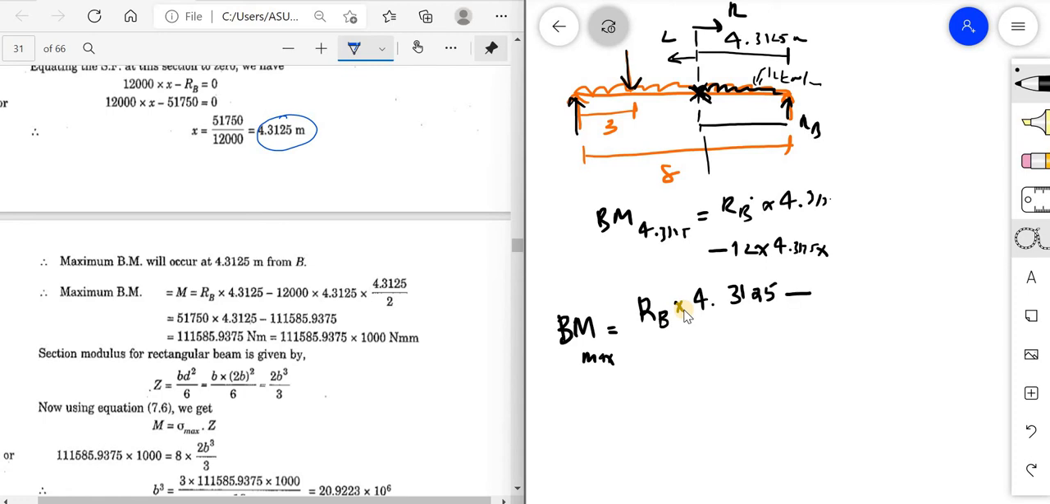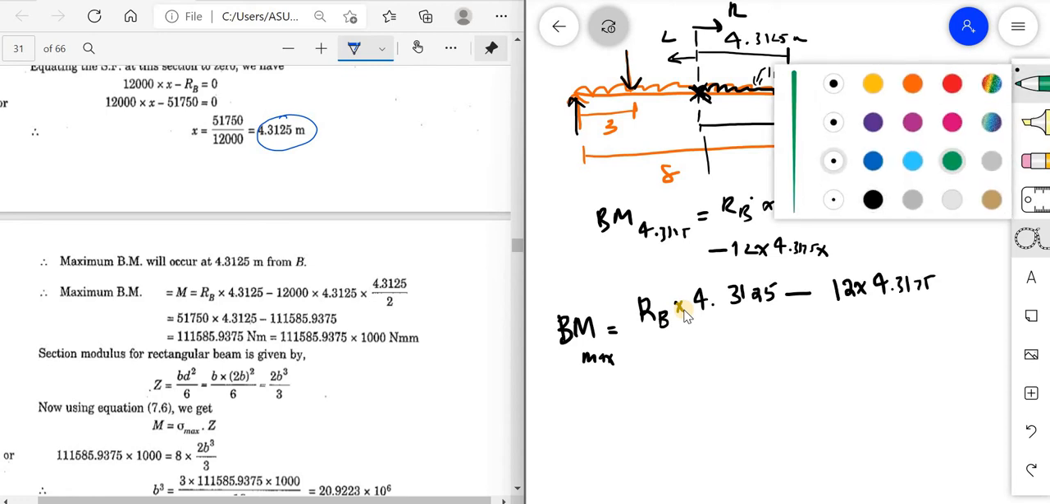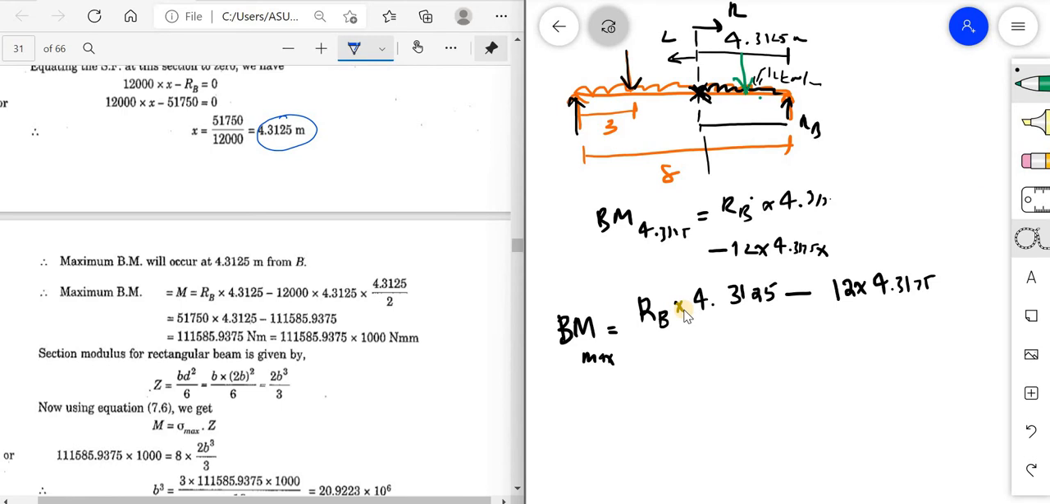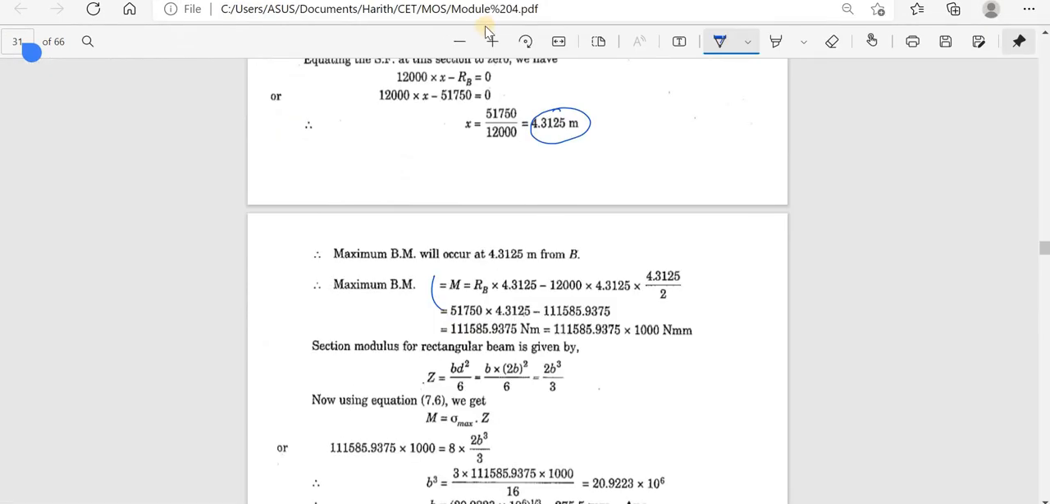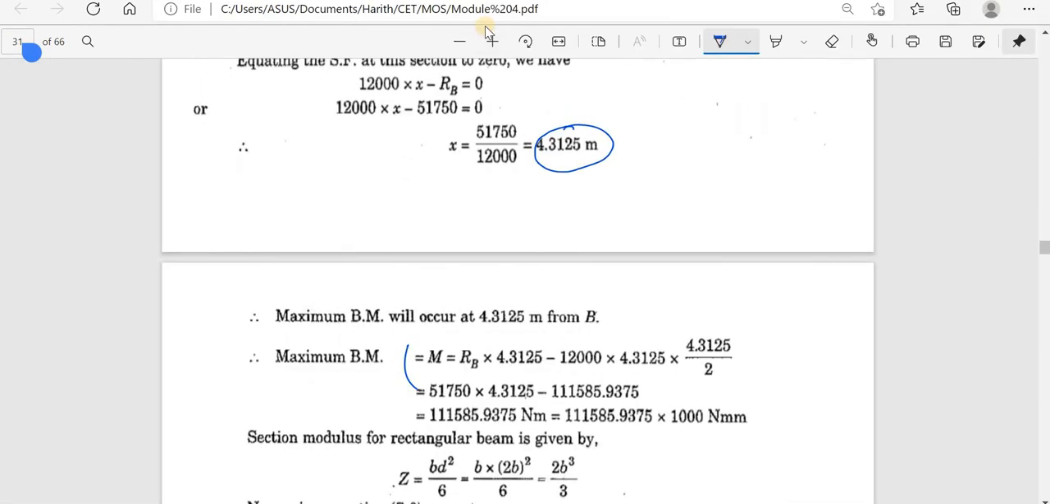The UDL has to be converted into a load. The load will be 12 into distance, 12 into 4.3125. It acts at the center, so this is multiplied by 4.3125 divided by 2. So this will be my moment. Here it is found, and you can see the same thing written here.